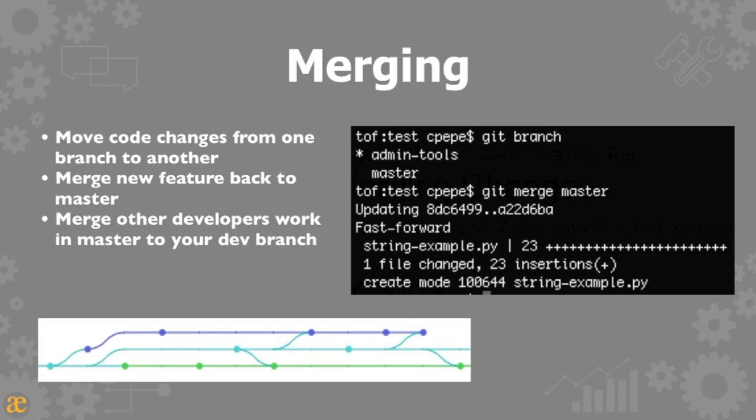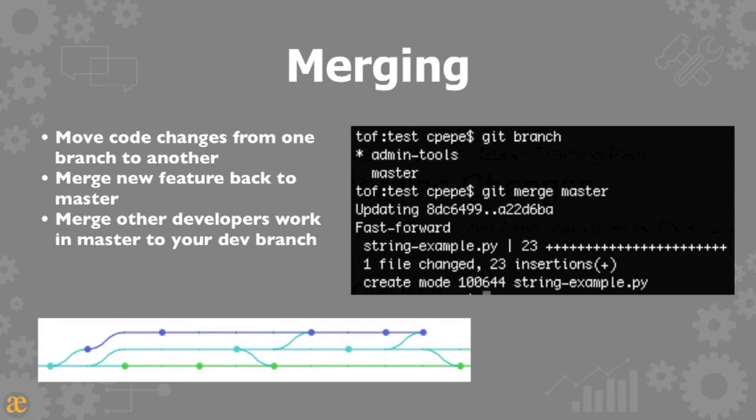So the whole point of merging, as I said, is to move code back and forth from one branch to another. Down on the bottom, you see a pretty typical branch development flow where each of the lines, the purple, blue, and green line, represent a different branch. And then the connections between them represent merges between those branches. So you can see that branches spawn off of each other when a new branch is created from that point in time. And then branches get merged back together.